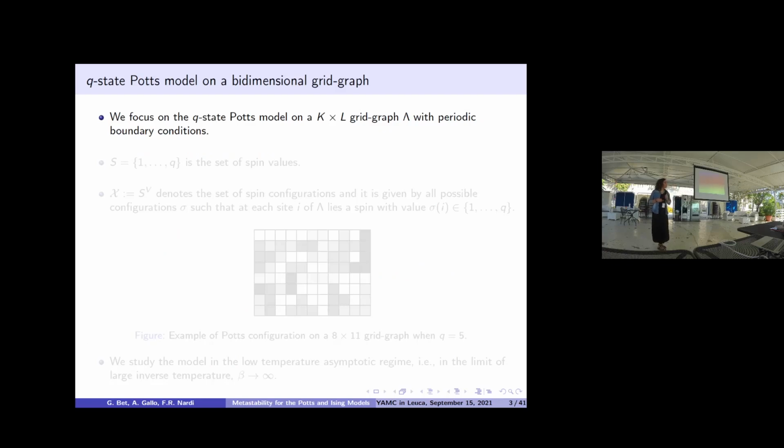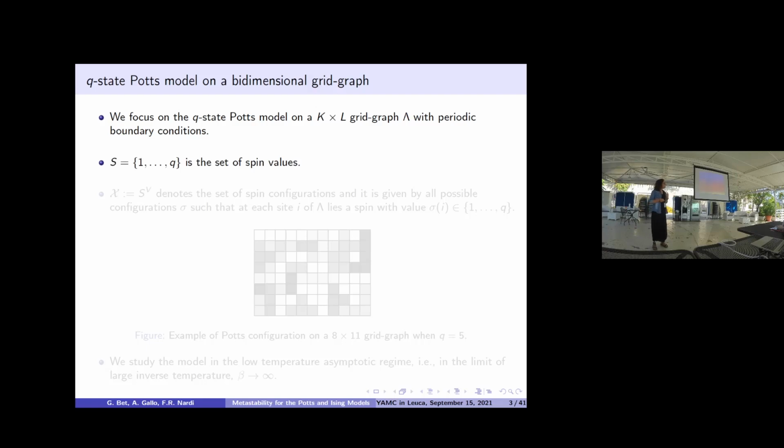As I anticipated in the title of my talk, we focus on the metastable behavior and the tunneling behavior for the Q-state Potts model. The Potts model is a spin model, and we study this model on a bidimensional rectangular grid graph Lambda with periodic boundary conditions. So we identify the sides of the grid graph having the same length, in such a way that Lambda turns out to be a bidimensional torus.